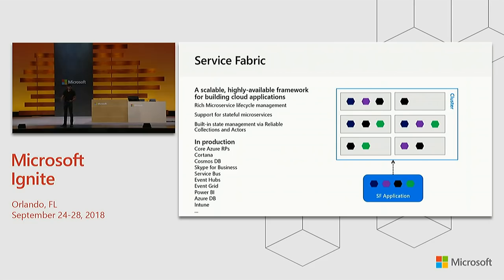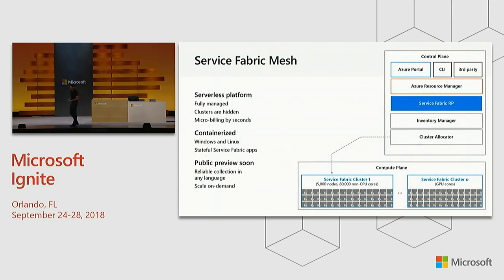And you can see a list of some of the services here, like those core Azure resource providers, the compute, network, and storage are all built on Service Fabric. Cortana, Cosmos DB is built on Service Fabric, Skype for Business, Service Bus, Event Hubs, Event Grid, Power BI, Azure DB, Intune, and the list goes on and on. All of these operating at massive scale for years on top of Service Fabric. And we made this available open source for Linux and Windows. We've made it as a service in Azure so you can launch a Service Fabric cluster, but we're taking it serverless. We're announcing this week preview of Service Fabric Mesh.